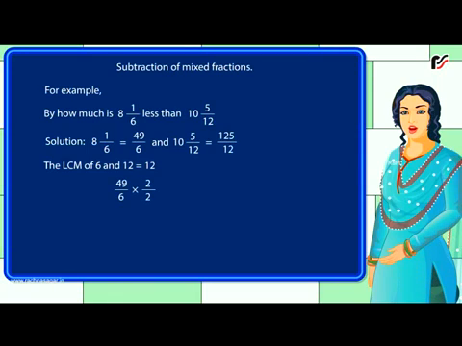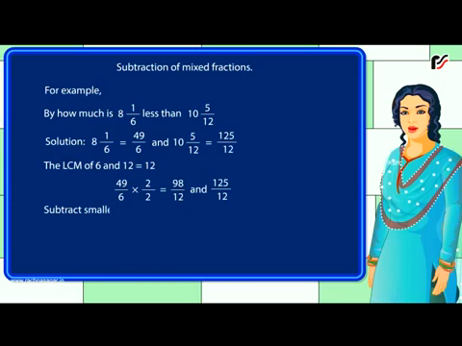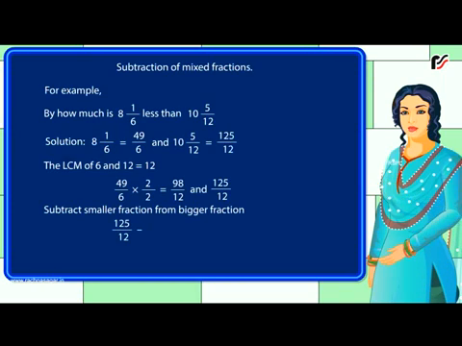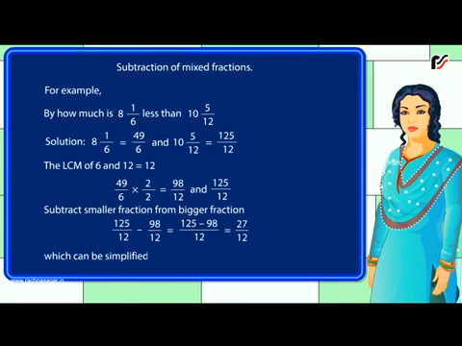49 by 6 into 2 by 2 is equal to 98 by 12 and 125 by 12. Subtract smaller fraction from bigger fraction. 125 by 12 minus 98 by 12 is equal to 125 minus 98 whole divided by 12 is equal to 27 by 12, which can be simplified to 9 by 4, which is equal to 2 1 by 4.